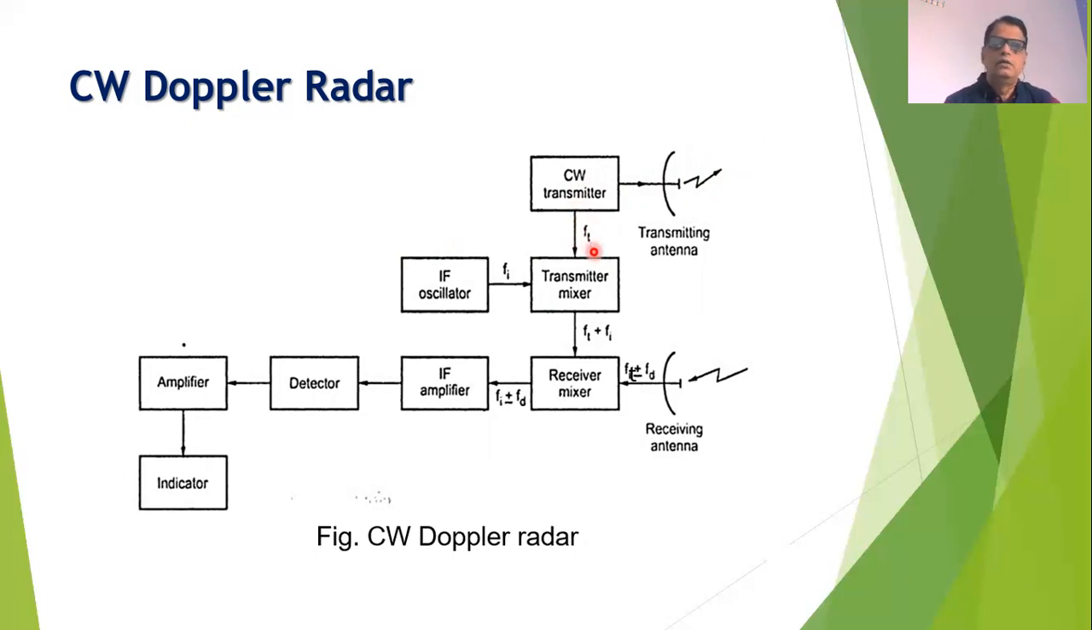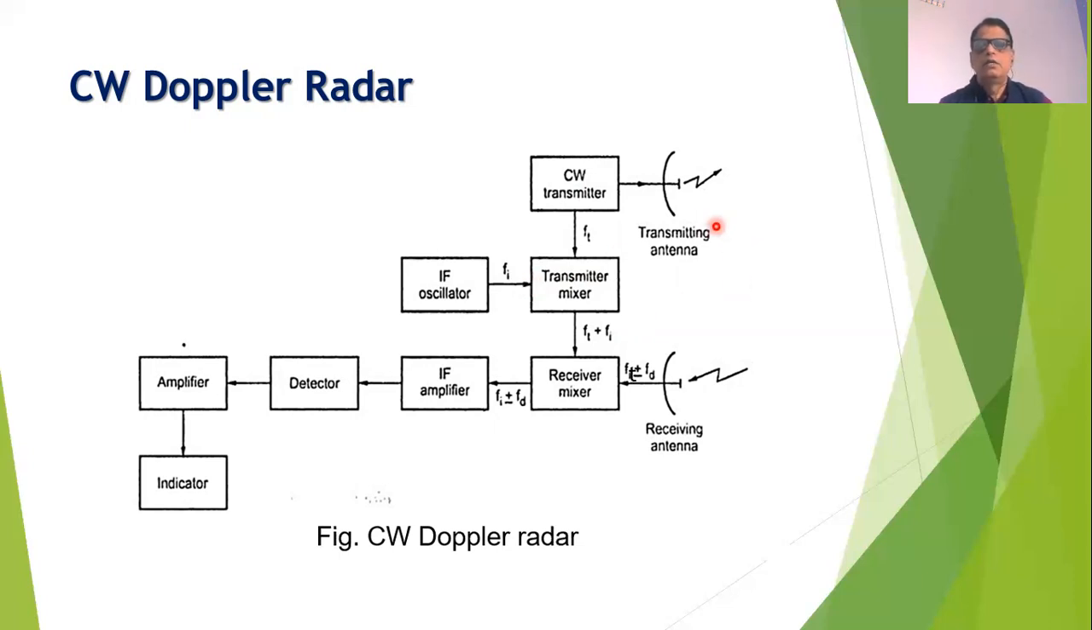You know that the mixer circuit will combine these two signals, and at the output of the mixer circuit we will get a signal Ft plus Fi, where Ft stands for the transmitting frequency and Fi stands for the intermediate frequency. So at the output of the mixer, we will get Ft plus Fi.